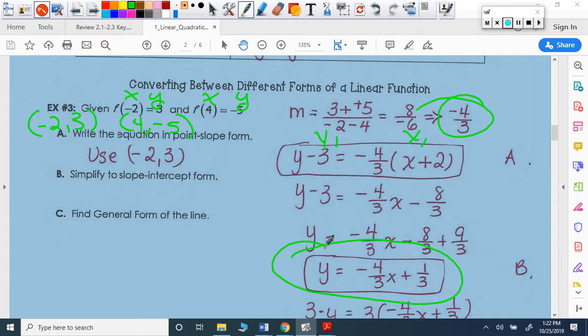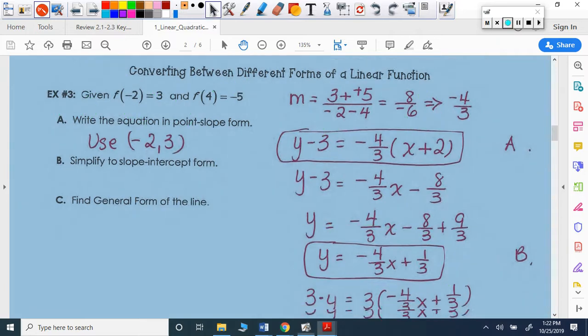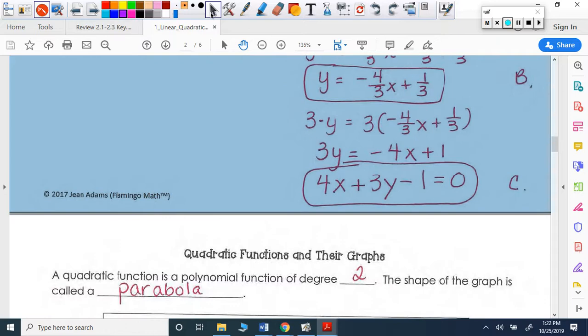So again, this is all quite a bit of review. But if you struggled with some of your homework last night, after going over this, maybe go back and look at it. The only thing new would be the general form. The general form, everything was on one side and no fractions. So they multiplied everybody by 3 and got that.